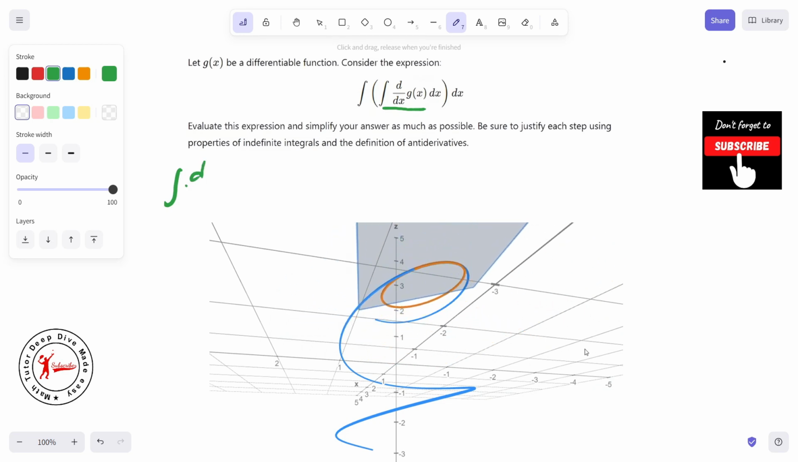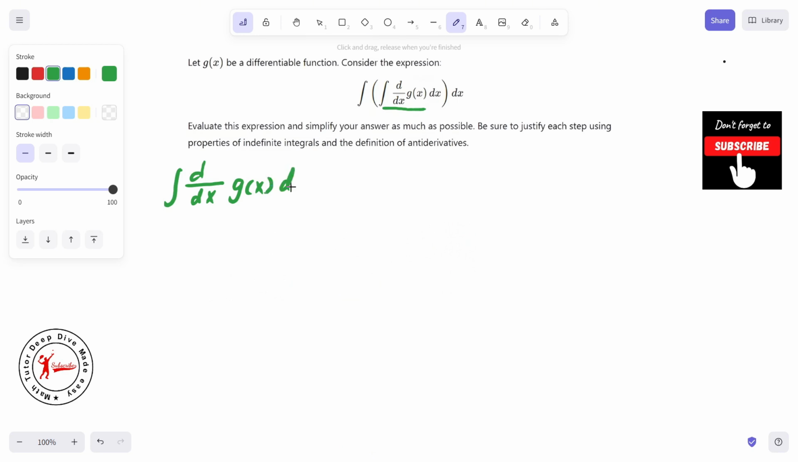Now here's a key idea in calculus. Whenever you take the derivative of a function and then take the integral of that result, you basically get back the original function. But because it's an indefinite integral, you also have to add a constant. So, the inner integral, which is the integral of the derivative of g of x, becomes simply g of x plus some constant which we'll call c1.